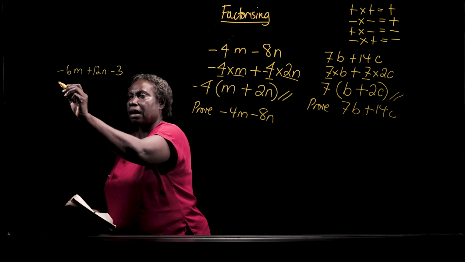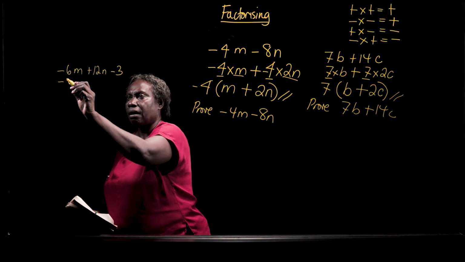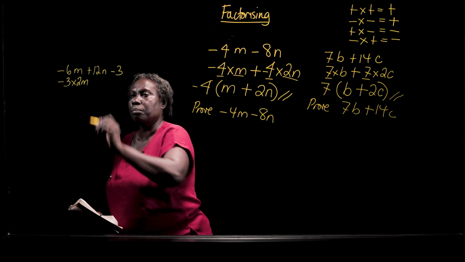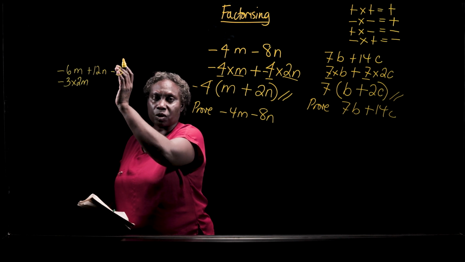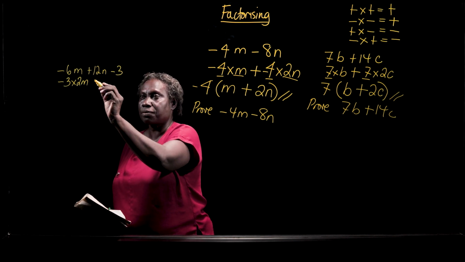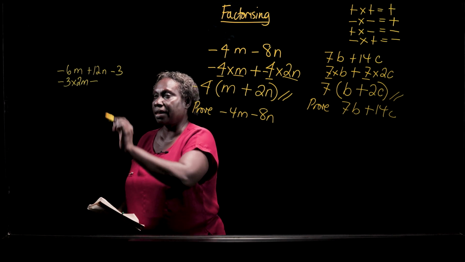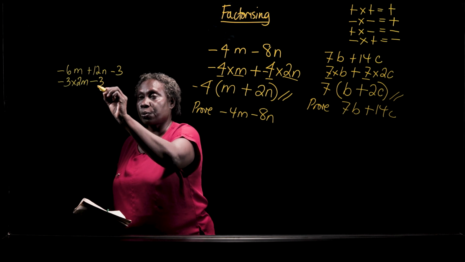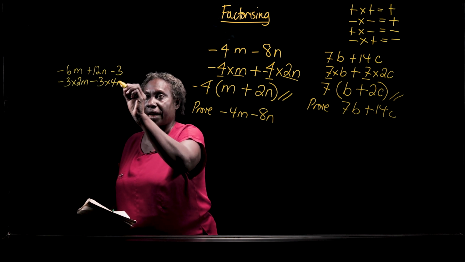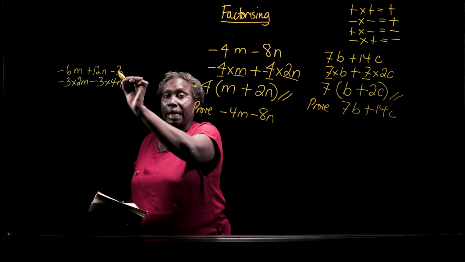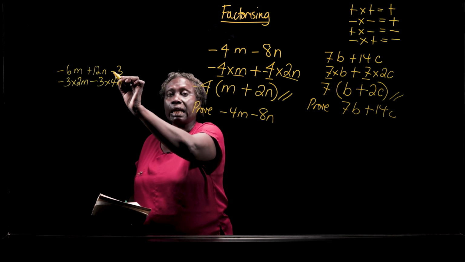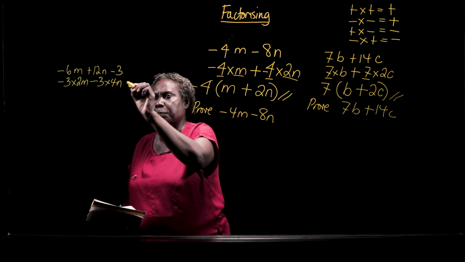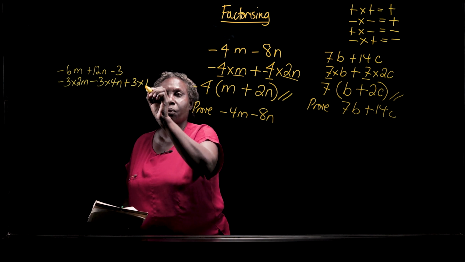Negative 6m, factors of negative 6m are negative 3 times 2m. Okay, negative times negative gives us positive, so this one will be a minus sign. Factors of 12n are 3 times 4n, and negative times positive gives us negative. Therefore, factors of negative 3 are plus 3 times 1.